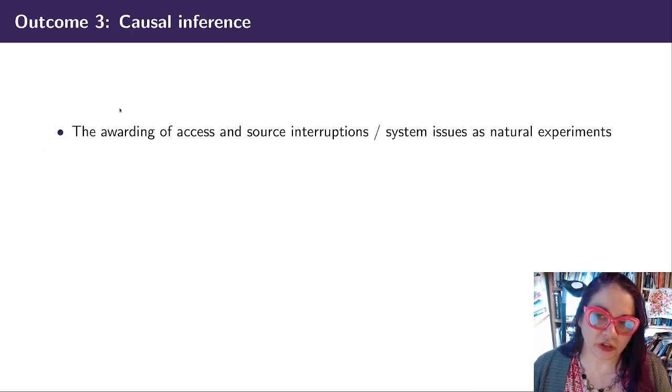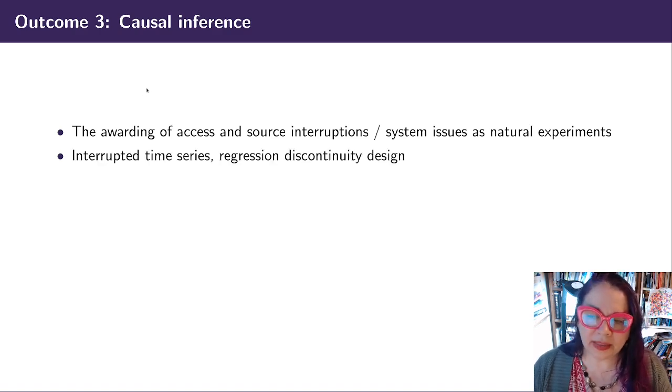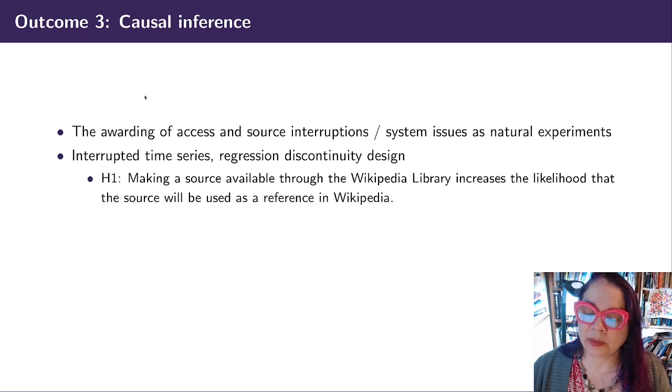However, this also opens this possibility around causal inference from observational data, because of that moment of awarding access to people and the potential within any system like the Wikipedia Library to be interrupted, things go up and down, things get added. So this gives opportunities around natural experiments. It lets you do interrupted time series and regression discontinuity designs that give us some causal insight into the impact of the library.